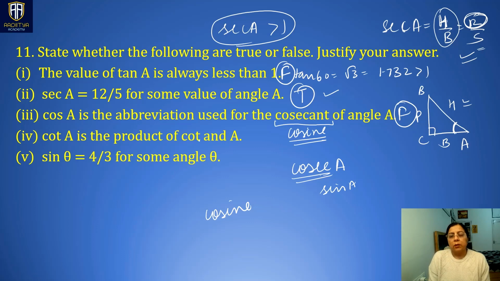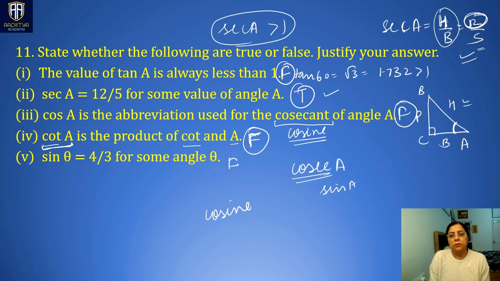Cot A is the product of cot and A, which is false. Now why is it false? Because this cot and A are not two different terms which are getting multiplied. These are not the product of cot and A. Basically, we are finding the trigonometric ratio of cot A. So this is false. This is not the product. Basically, this term represents trigonometric ratio of angle A. Right? Then we have sine theta is 4 by 3.